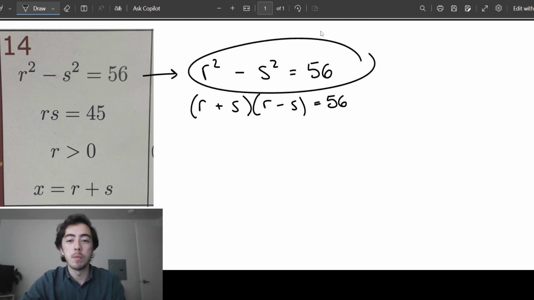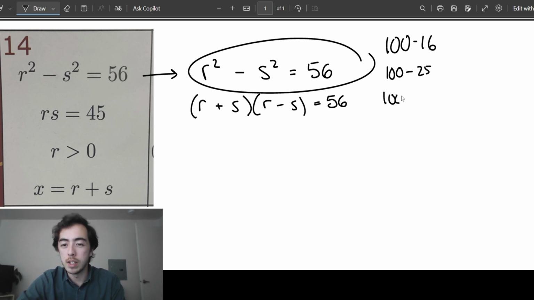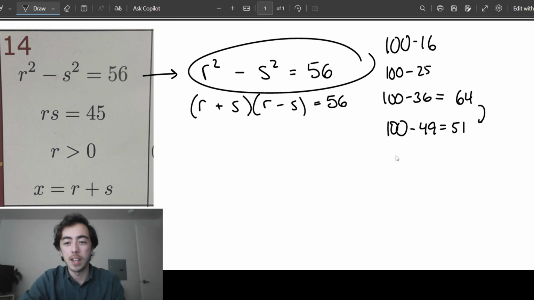Because when I look at this, I'm thinking, is it 100 minus 16? Is it 100 minus 25? Is it 100 minus 36? And I think right there I kind of overshot it. Or, no, I didn't, because this one right here is going to be 64. Is it 100 minus 49? This is 51. Okay, so I overshot 56. Got it. r can't be 10.